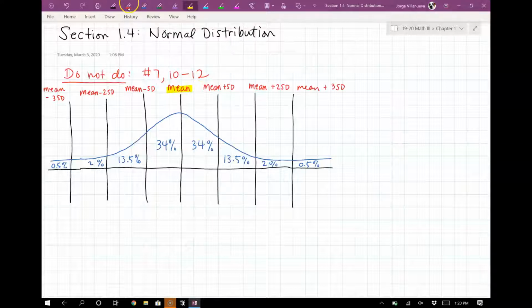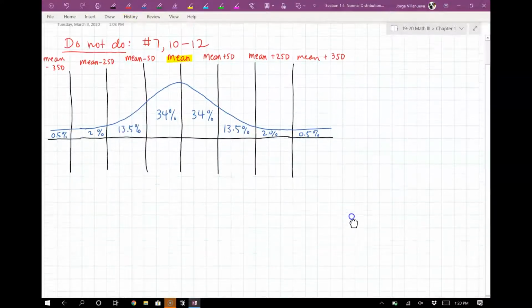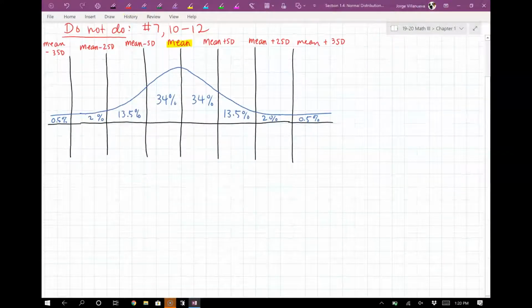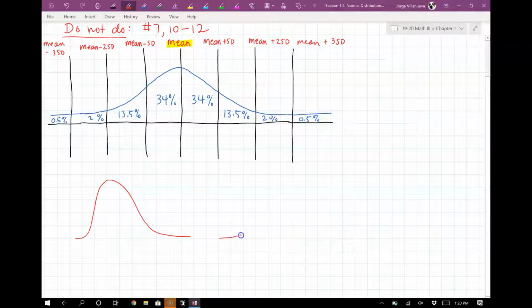So there's that. Now, the normal distribution curve can look multiple ways, okay? It might look like this, or maybe it looks like this. Or else it can look like this.